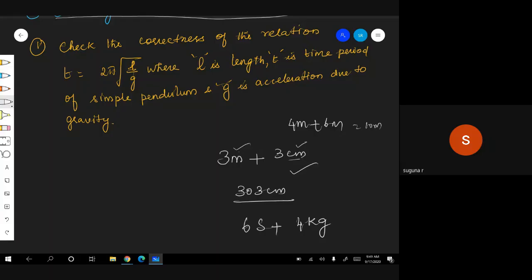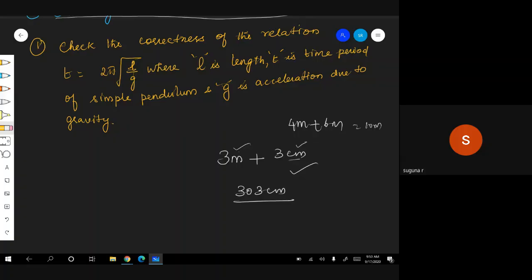You cannot add two different physical quantities. 6 seconds plus 5 meter has no meaning. So these things you have to take into consideration. If you are adding two quantities, both should be of the same dimension.